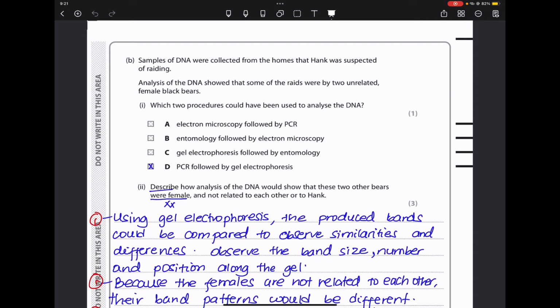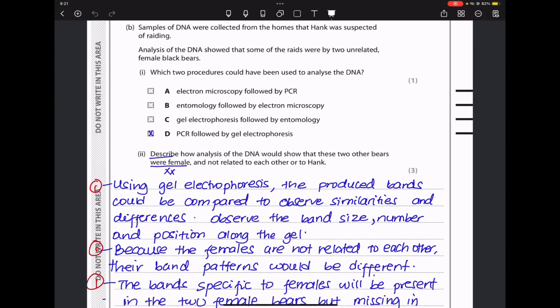In part B, samples of DNA were collected from the homes that Hank was suspected of raiding. Analysis of DNA showed that some of the raids were by 2 unrelated female black bears. Which 2 procedures could have been used to analyze the DNA? Of course, here they have to do PCR followed by gel electrophoresis. PCR is going to amplify the DNA, and then gel electrophoresis is going to be used to compare the bands.